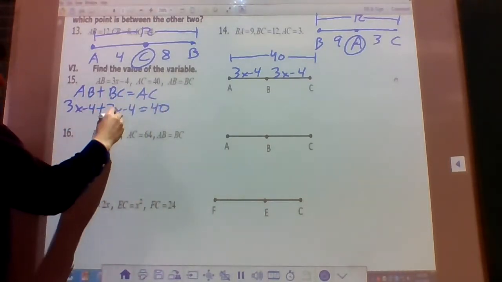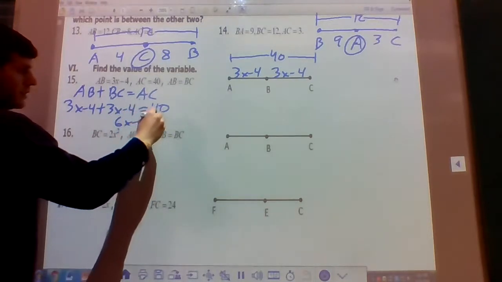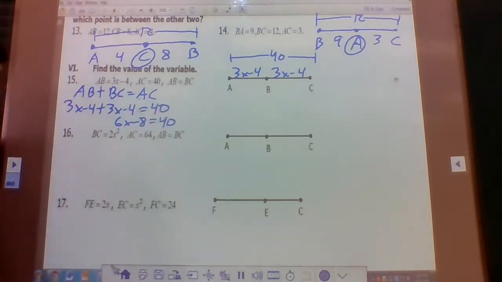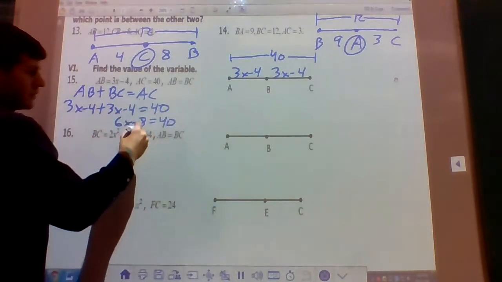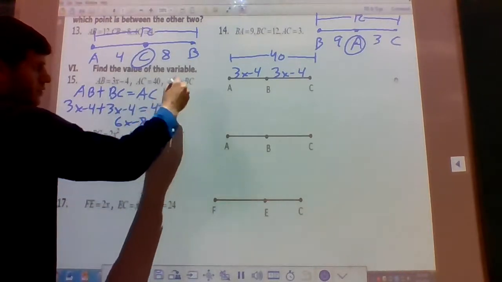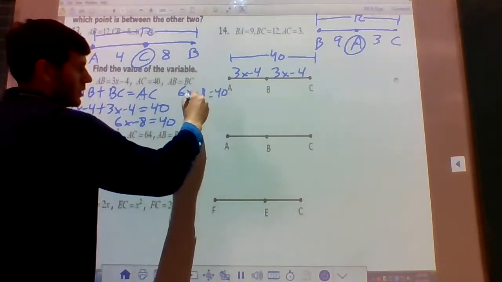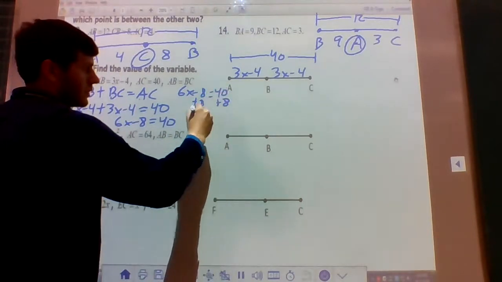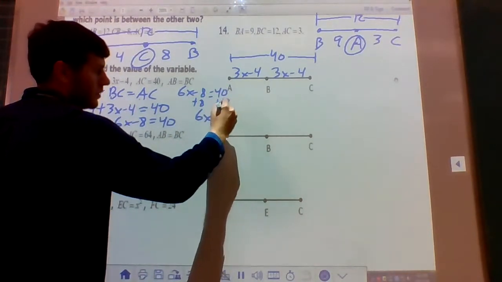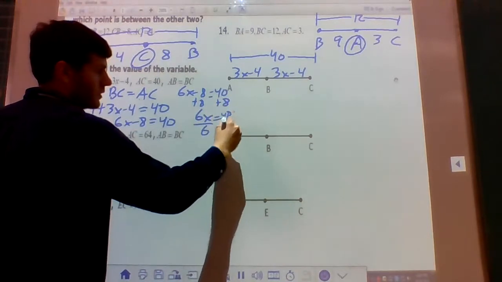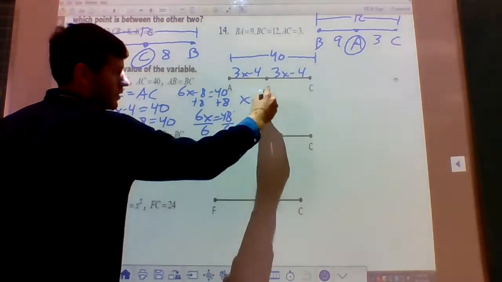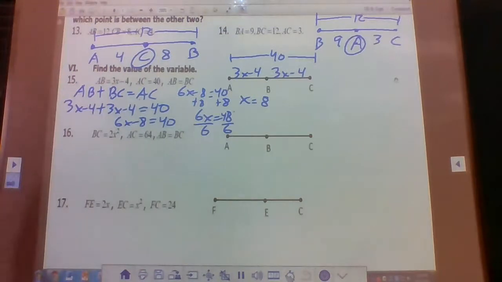Combine like terms, that's 6x minus 8 equals 40. Let's write it over here. 6x minus 8 equals 40. We can add 8 to both sides. We get 6x equals 48. Then we can divide both sides by 6, and we get x equals 8. So the variable is 8.